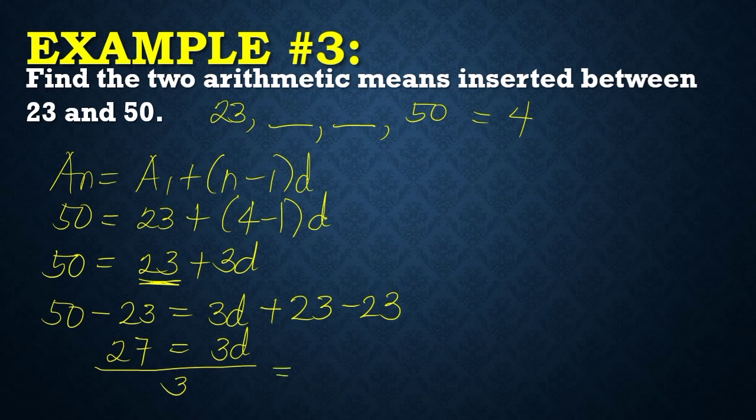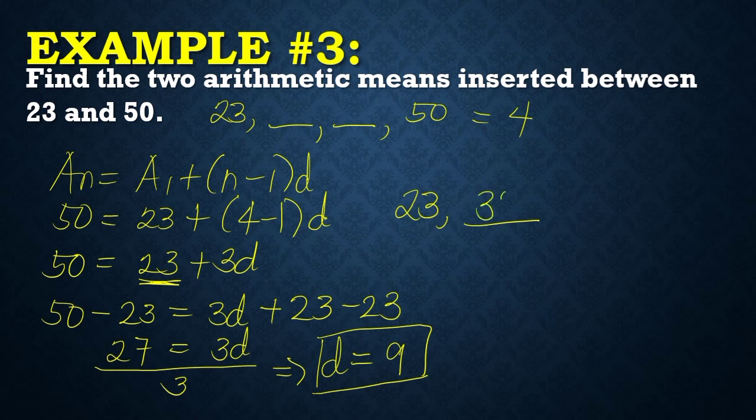Now, 3d divided by 3, that is d. And then, 27 divided by 3, that is 9. So, the common difference is 9. Now, pwede na nating ilista yung mga o makuha yung two arithmetic means niyan kasi i-add lang natin yung common difference na nakuha natin, which is 9, dun sa 23. Now, so sulat natin dito. 23, pag nag-add tayo ng 9, lilitaw ang 32.